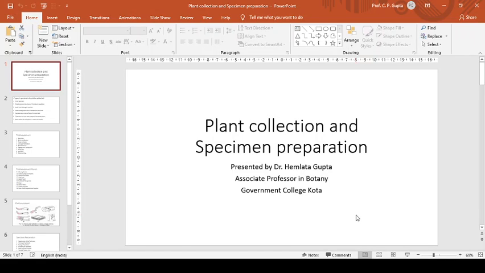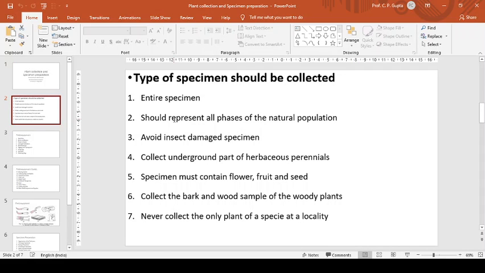Plant collection and field preparation of specimens are the fundamental aspects of study, training and research in plant systematics. Herbarium specimens are the permanent record of plant species of a particular place at a given time. Therefore, the plant should be carefully selected, and the herbarium specimens should be properly prepared and preserved. So, which type of specimen should be collected?